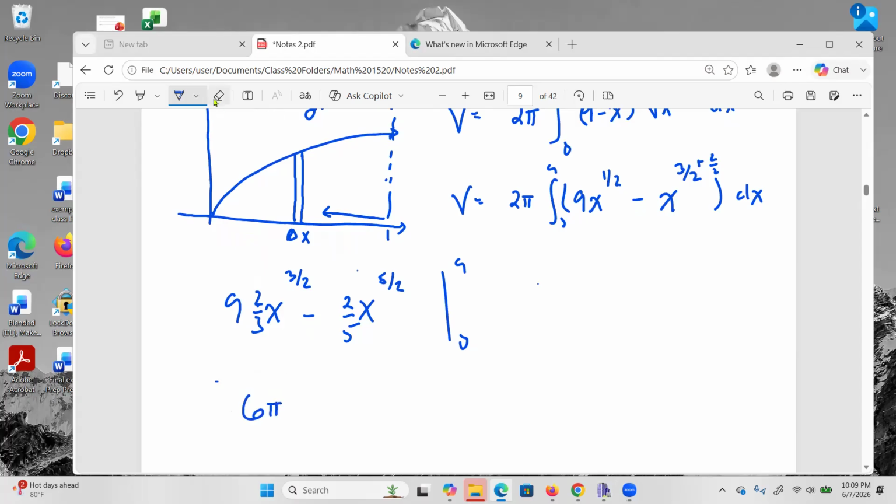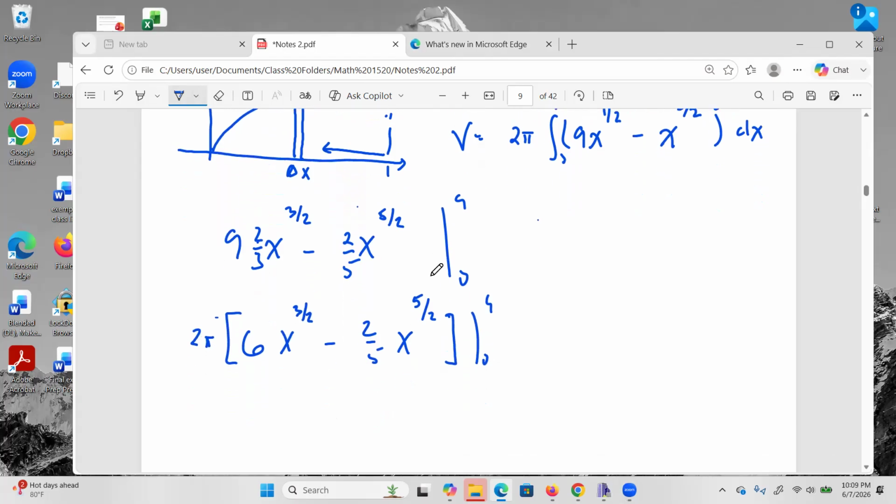6x raised to the 3/2 minus 2/5 x to the 5/2. And of course, we're going from 0 to 9. And we are multiplying all of this by 2 pi, right? So we can go ahead and sort that out.